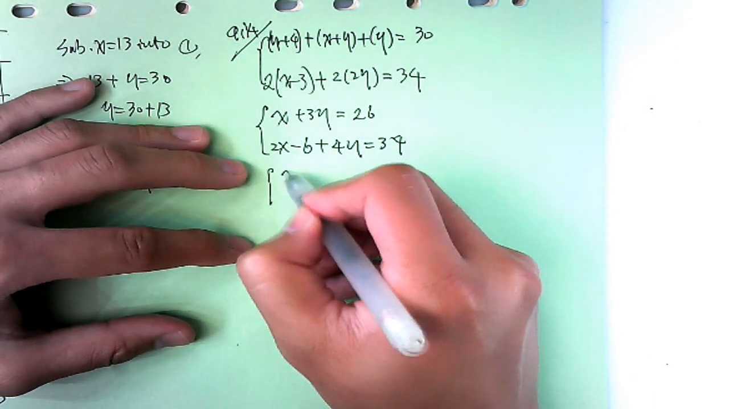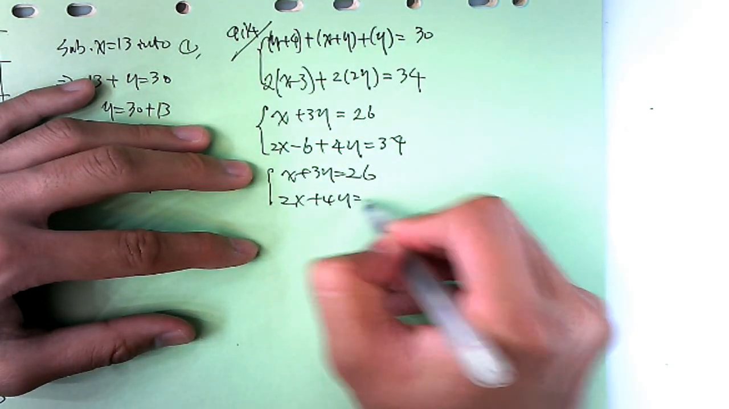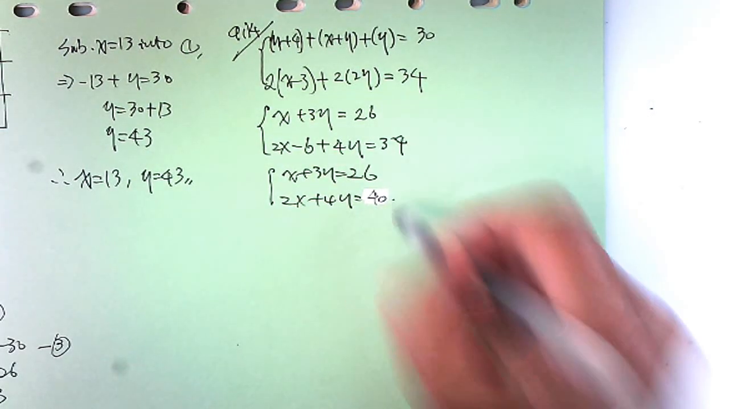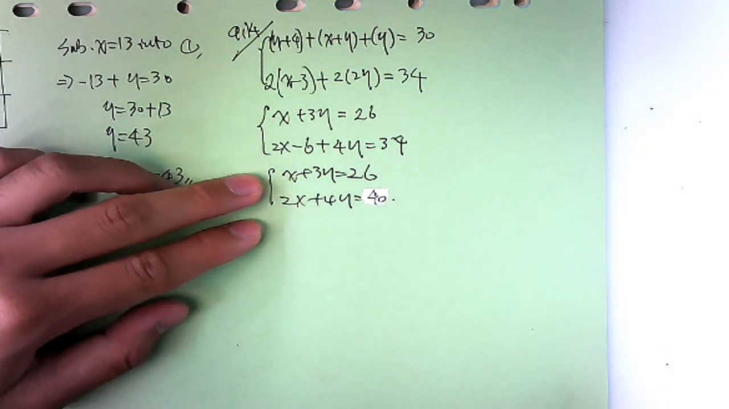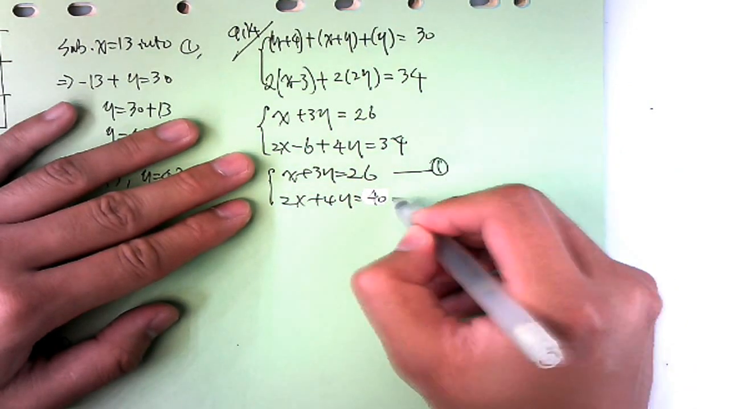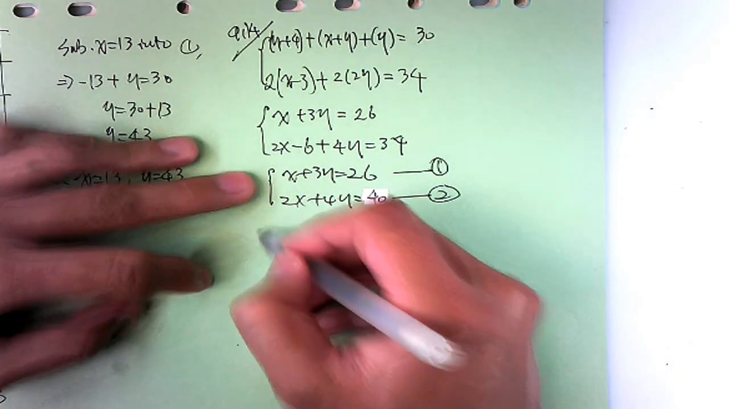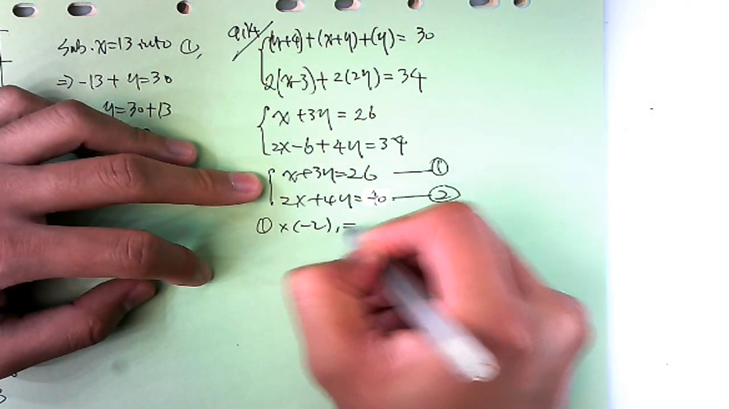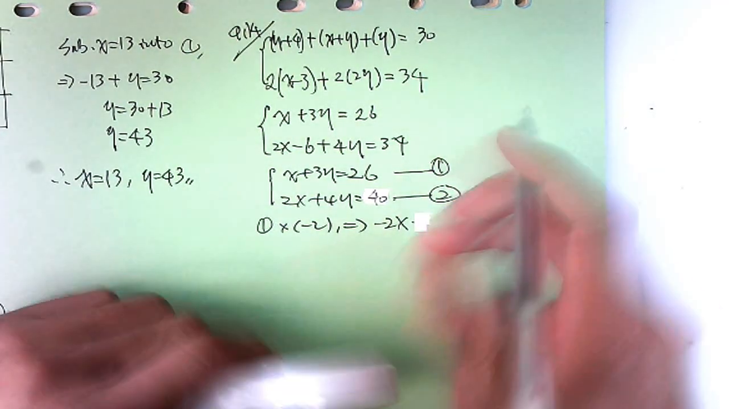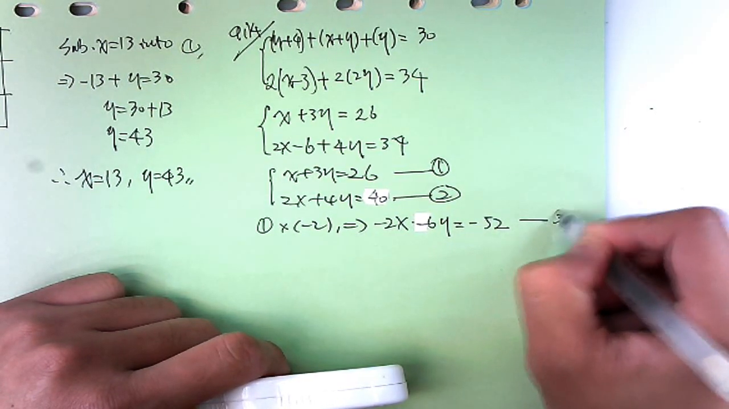So still, one more step to come. Oh, this is 40. Understand this? So after simplifying, you get this. So we give names. I'll choose to eliminate the x. So equation 1 times minus 2. There will be minus 2x, minus 6y equal to minus 52. That will be equation 3.